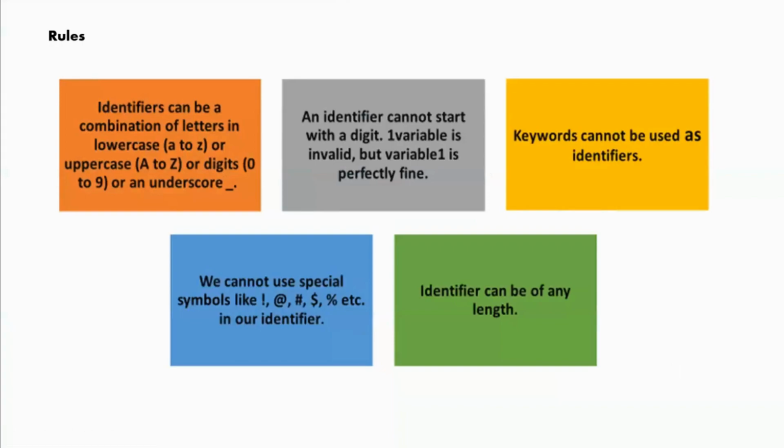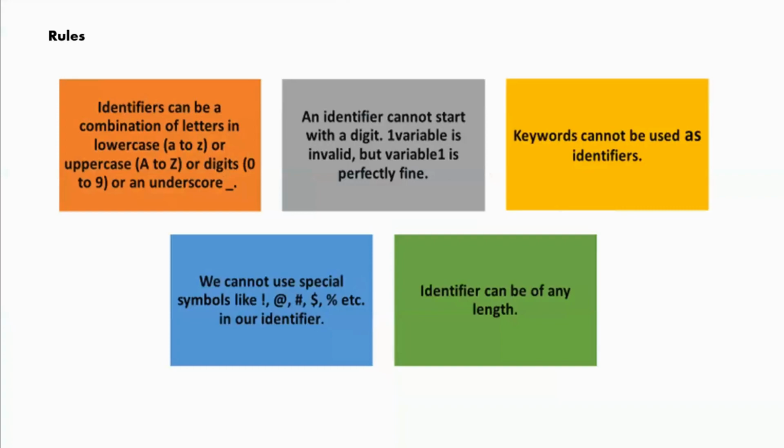So the first rule says an identifier can be a combination of letters, which are provided in lowercase, that is small alphabet, or capital letters, or digits, or an underscore. That means other than lowercase, uppercase, digits and underscore, no other special character is allowed. No other thing is allowed in an identifier name.